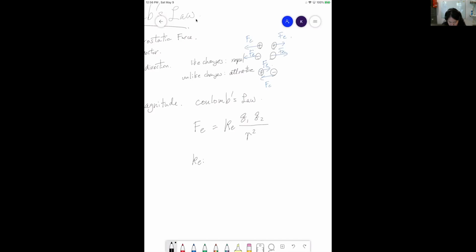The units are newton meter squared per coulomb squared, because the charges Q1 and Q2 are electric charges, right? So they're in coulombs. They could be either positive or negative, but the sign just tells you if it's repulsive or attractive, while the magnitude of the electric charges comes in here, Q1 and Q2. And then R is the distance between the two charges, Q1 and Q2.